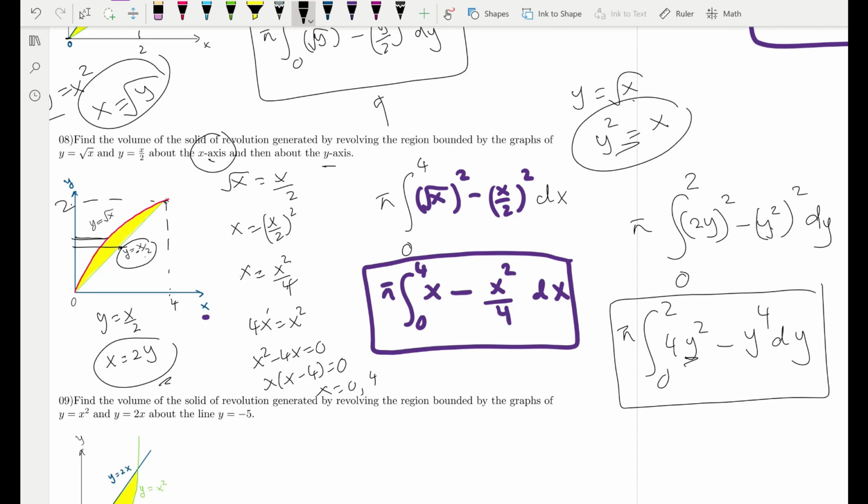Okay, right. So in the next video, we are going to change things a little bit because so far we only rotated stuff around the x-axis and the y-axis. Now, how about if we rotate these regions around a different axis, one that is not necessarily the x-axis or y-axis? How are we going to set up the integrals to find the volume? Well, we'll learn that in the next video.